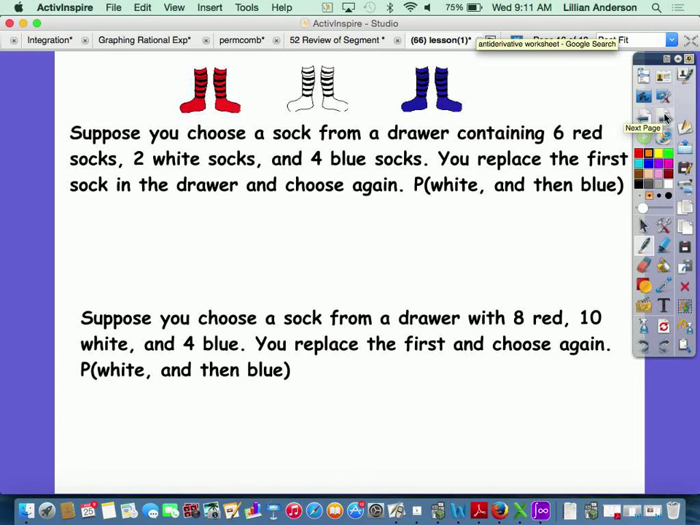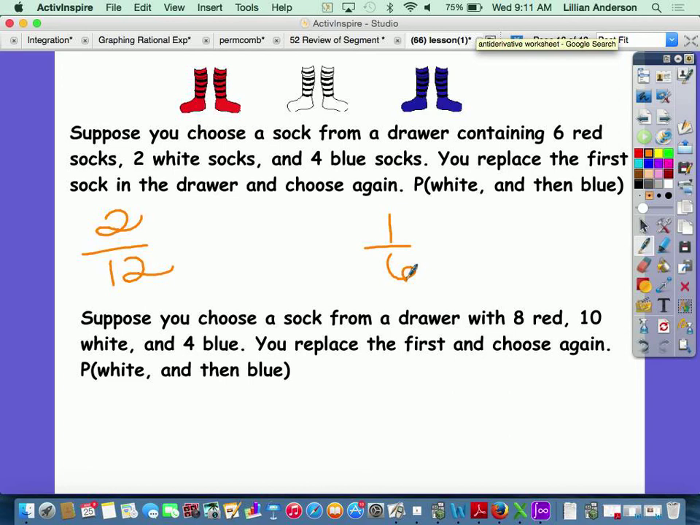Over here. Suppose you choose a sock from a drawer containing 6 red socks, 2 white socks, and 4 blue socks. You replace the first sock and then choose again. So I'm making 2 choices. How many socks total? 12. What's the probability that I get a white sock? 2 out of 12. What's that reduced down to be? 1 over 6. And then I get a blue sock.